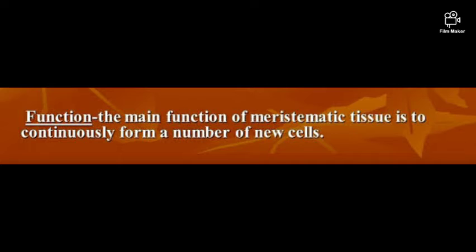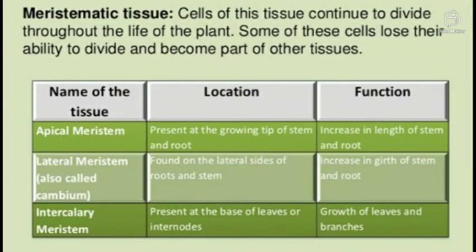The main function of the meristematic tissue is to continuously form a number of new cells. So they keep on dividing. Some of them are differentiated and they form some other tissues and other cells. According to their location and function, they are named as apical, lateral or intercalary meristem.